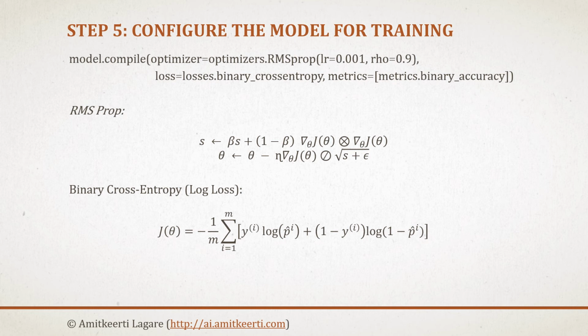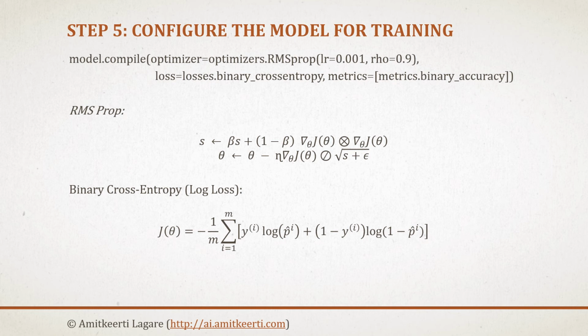The second parameter to the model.compile function is the loss function. We set the loss function in this case to binary cross entropy or a log loss function. A loss function computes the total loss experienced in the model based on the current values of the network parameters, that is weights and bias.